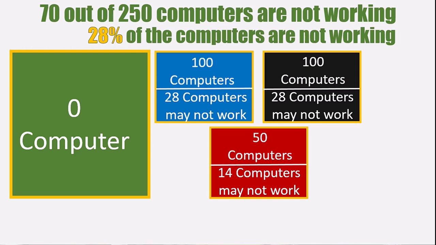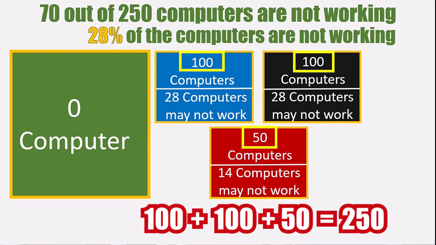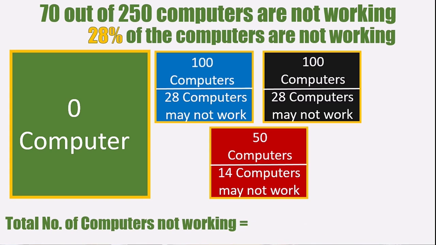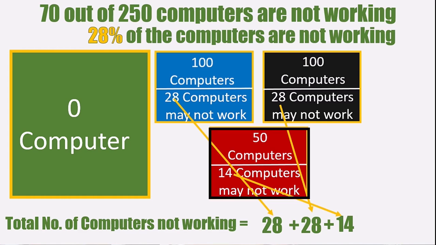Now when you see from here, the total number of computers we have picked so far is 100 plus 100 plus 50. That is all our computers. But to get the total number of computers that are not working, it's going to be the first 28 computers that are not working from the first set of 100 computers, plus the second 28 computers that are not working from the second set of 100 computers, plus the 14 computers that are not working from the set of 50 computers, the last set of 50 computers that we have picked.